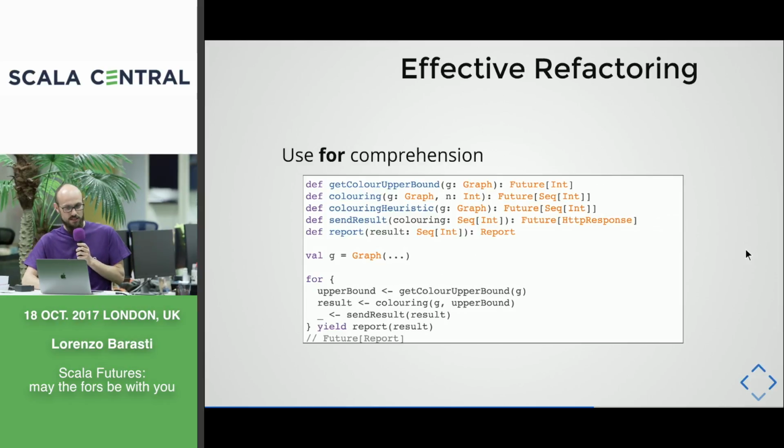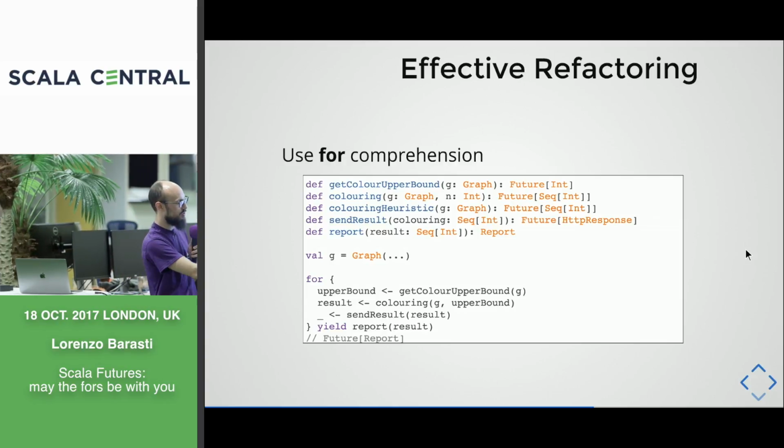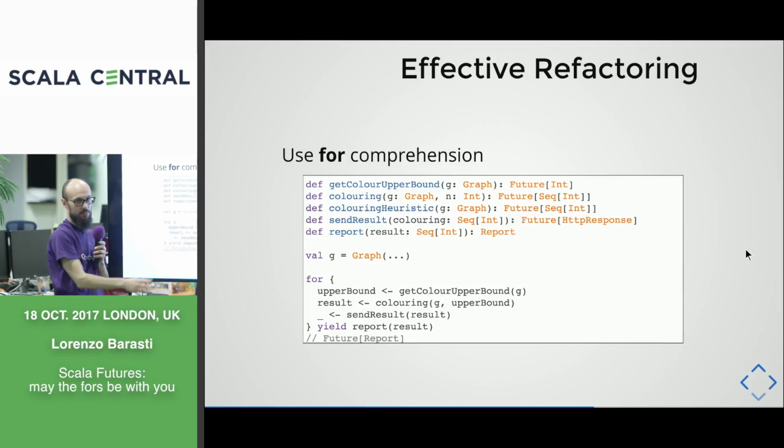And this is what it looks like. So you go one computation at a time. The only thing to remember with this kind of approach is the fact that computations are dependent one from the other. So you're only going to start running coloring after you get the result from get color upper bound. So these two are not going to be running in parallel.